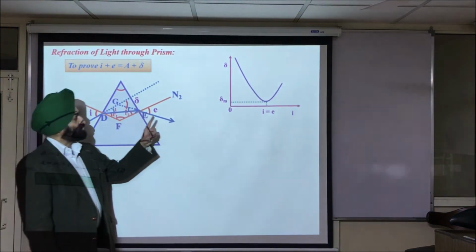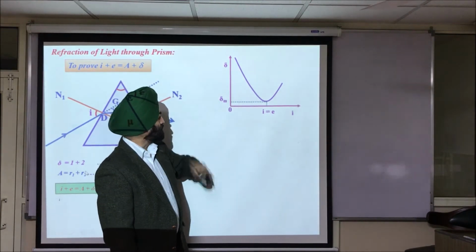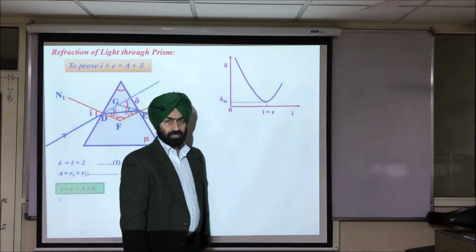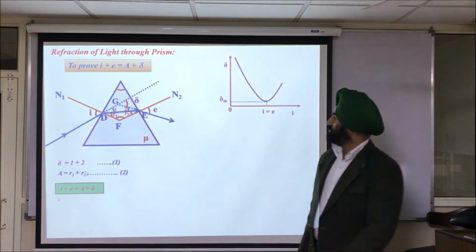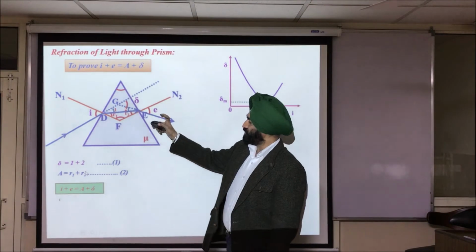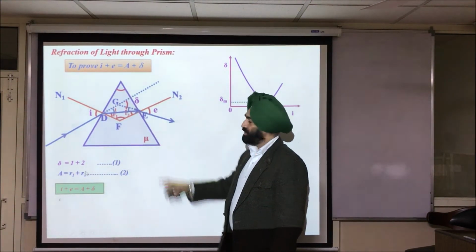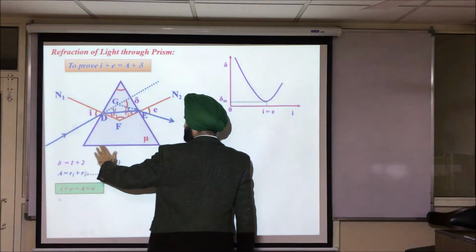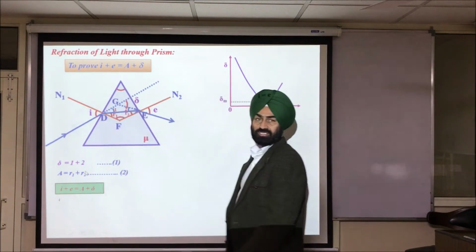Variation of angle of deviation with angle of incidence first decreases, then increases, and when angle of deviation is minimum, then there were three conditions that were satisfied. Number one, I was equal to E. Number two, R1 equal to R2. Number three, ray passes symmetrically through the prism. That is, this face and this ray are parallel to each other.